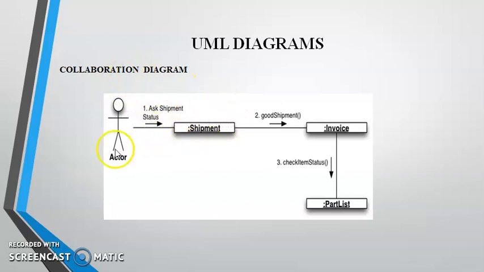Okay? Here, the actor asks the shipment status from the shipment object. Shipment status means whether the books are available or not. Okay? So, once the books are shipped, the shipment message is given to the invoice. This invoice object generates the invoice statement and checks the item status. And this check item status message is given to the part list. This is the sequence of messages sent and received.